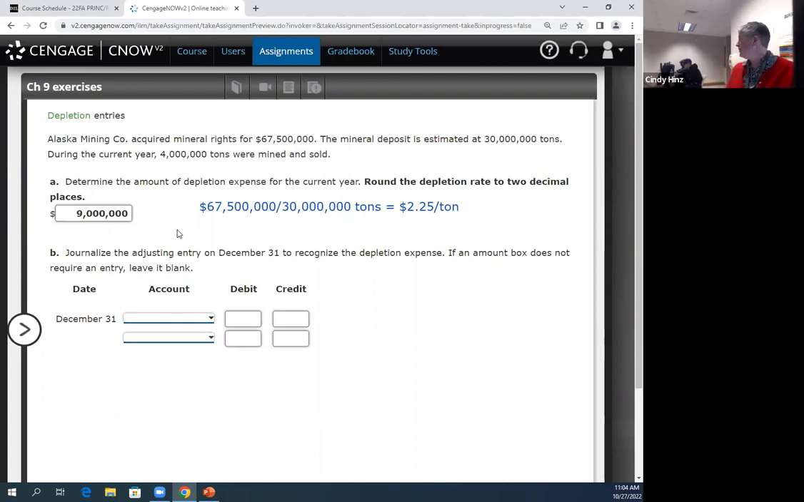Everyone okay with that calculation? Again, it looks just like the units of activity or units of production method that we learned on Tuesday for depreciation.